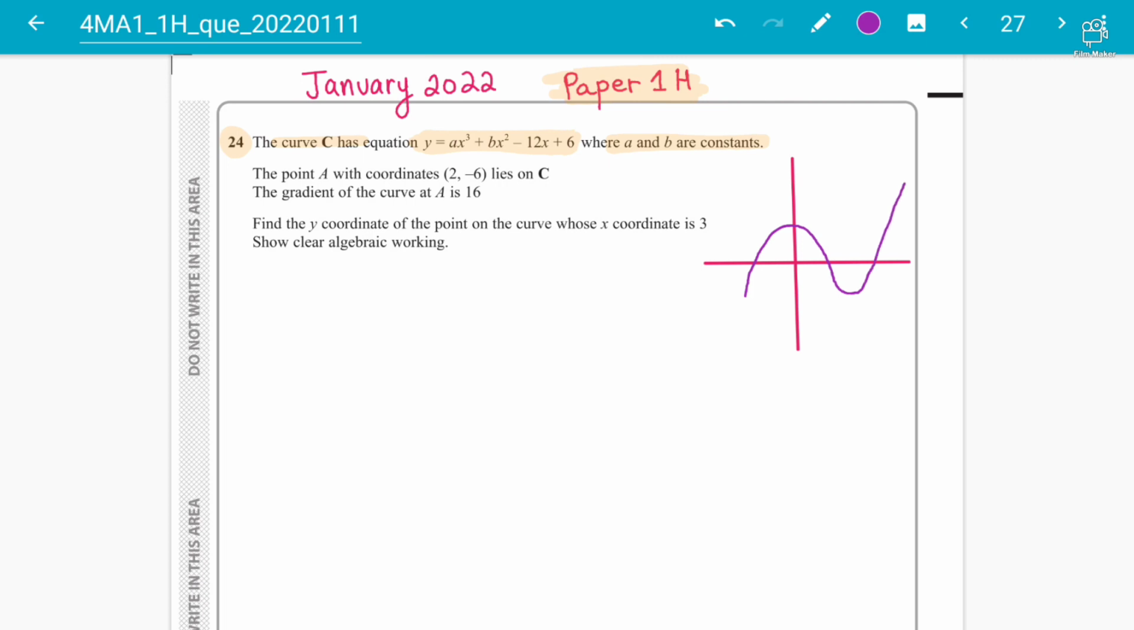Okay, so we can say this is the curve C. Let's write it with the black color. This is the curve C, just an imaginary curve, which I have made just for students to understand. The curve C has the equation y equals ax cubed plus bx squared minus 12x plus 6. Okay, this is the curve equation, students.